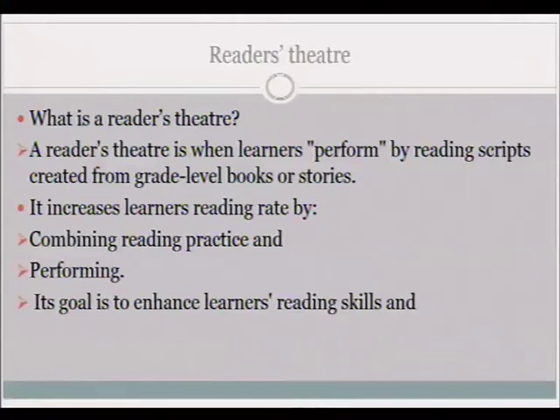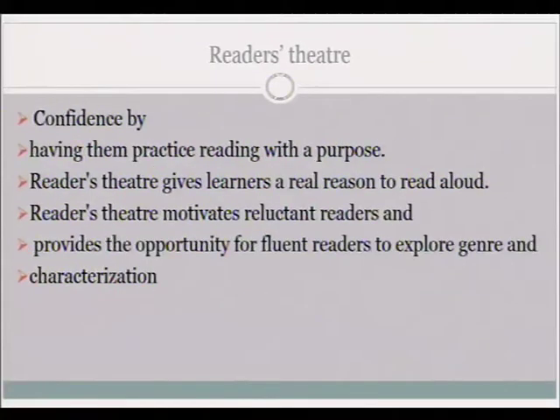Then we're going to look at the reader's theater. Again, still on reading. What is the reader's theater? A reader's theater is when learners perform by reading scripts created from grade level books or stories. That is an interesting activity on reading that you can do in class. You have them read, but perform. It increases learners' reading rate by combining reading practice and performing. Its goal is to enhance learners' reading skills and confidence by having them practice reading with a purpose.